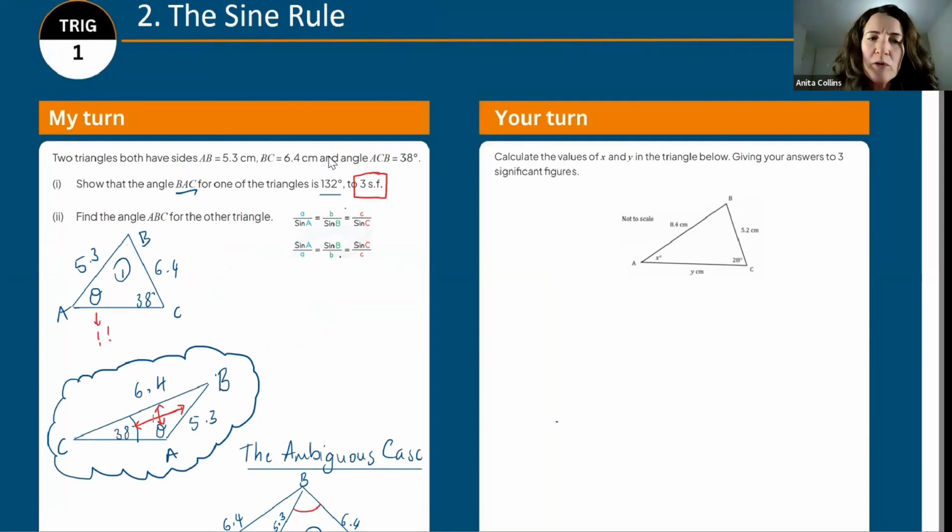For the sine rule, you're looking for opposite angle-side pairs, and you'll have one complete angle-side pair, that's the 38 and the 5.3, and then your other angle-side pair is the theta and the 6.4, incomplete, and we'll use the sine rule to figure that out. Now, let's label everything up then. I'm looking for angle A and I know length A. I know angle C and I know length C.